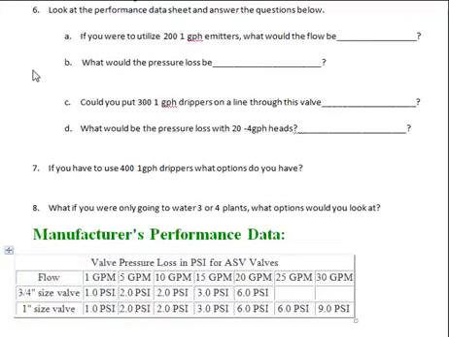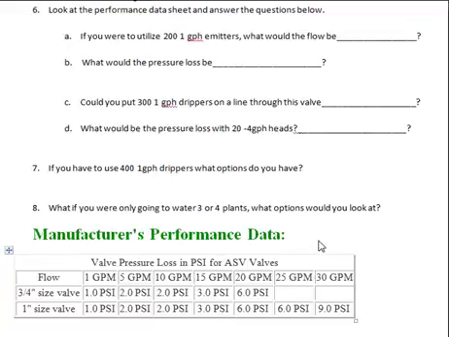Okay guys, I wanted to go over the valve selection activity with you. I've copied numbers 6, 7, and 8. These were the questions that most people had. What you were to do is go to the website that I attached next to this valve selection activity worksheet, and from that, choose a valve and get manufacturer's performance data.